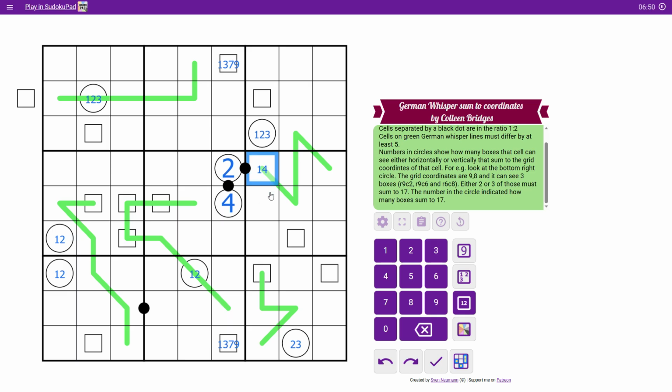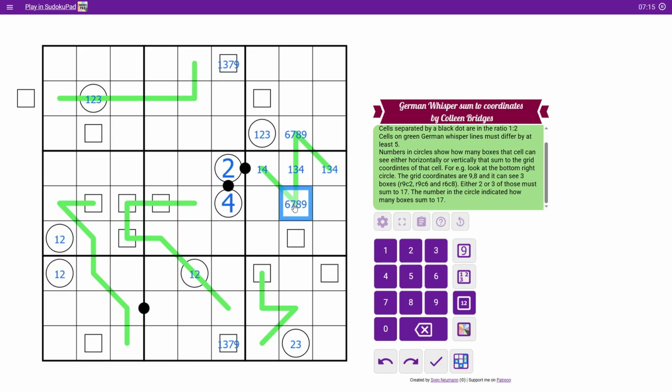What do we have from that? Okay, this one gives us this German whisper line. So German whisper lines, because you can't have a 5, when they differ by 5, it tends to go up, down, up, down. So this has to either be a 6, 7, 8, 9, and then a 1, 2, 3, 4, and then a 6, 7, 8, 9, and a 1, 2, 3, 4. And that's not a 2.